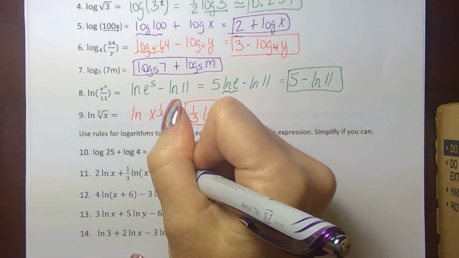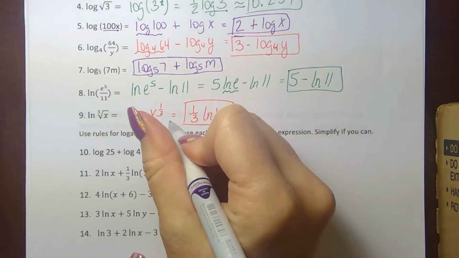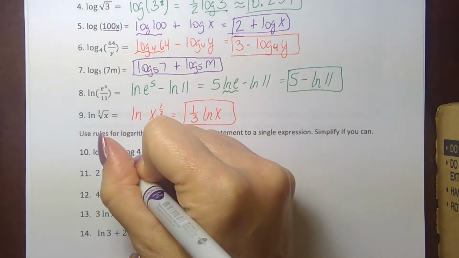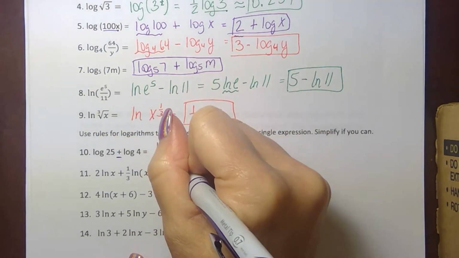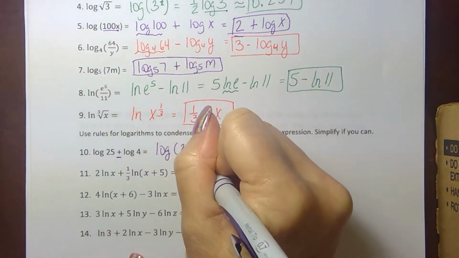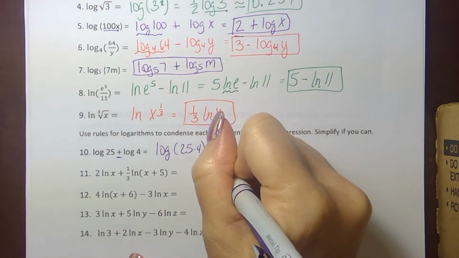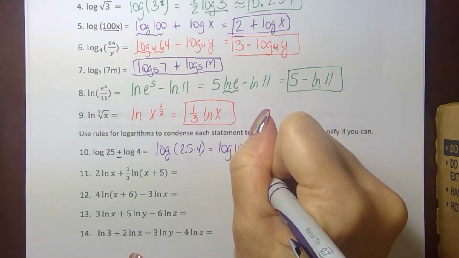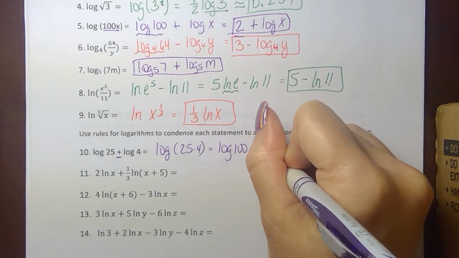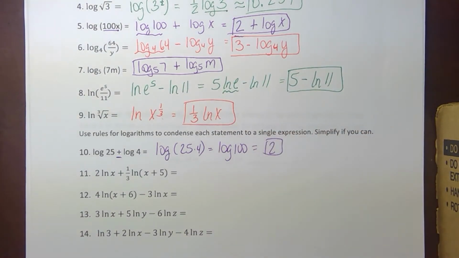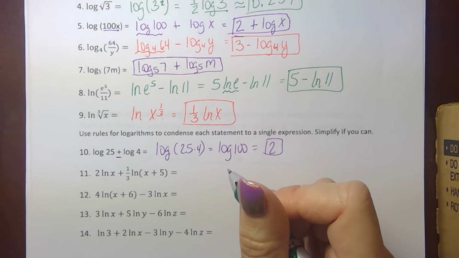Can't do anything nice with it like it is. So let's use our product rule because addition pairs with multiplication. That means this is the same thing as log of 25 times 4, which would be log of 100. And what is the exponent of 10 that gives me 100? It's 2. So that simplifies nicely where I use my product rule for logarithms.